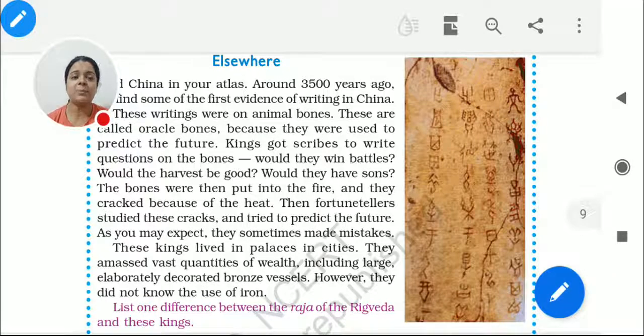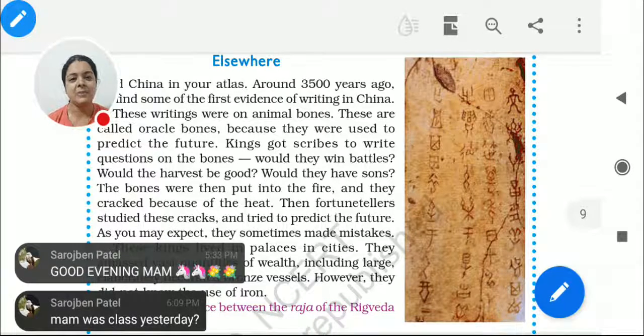Now we have found that kings got scribes to write questions on the bones. The king was there. You just think of a game that the king used to write something.